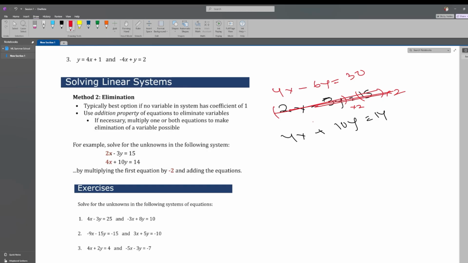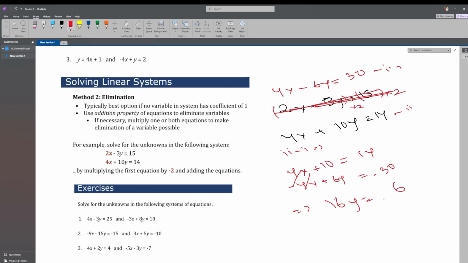If we now eliminate, this was equation 2, from 2, so we have 4x plus 10y equal to 14, and we are just writing minus 4x minus obviously 6y and then minus 30, which gives us obviously 0 and 16y equals 16, which means y should be -1.